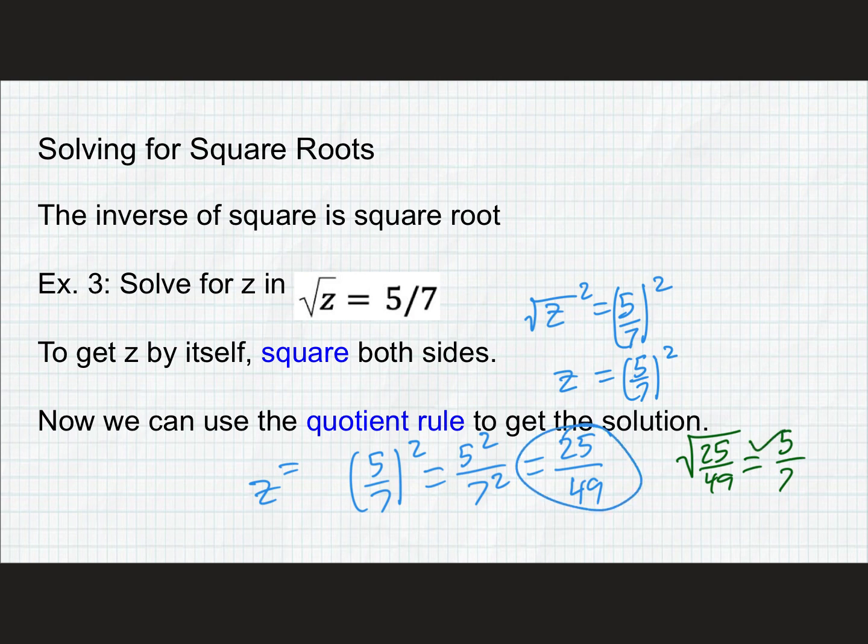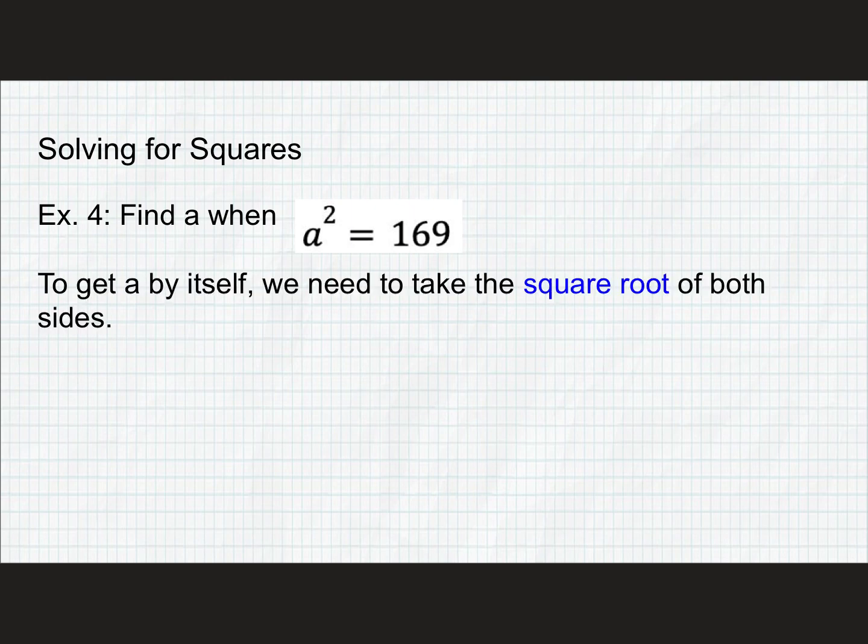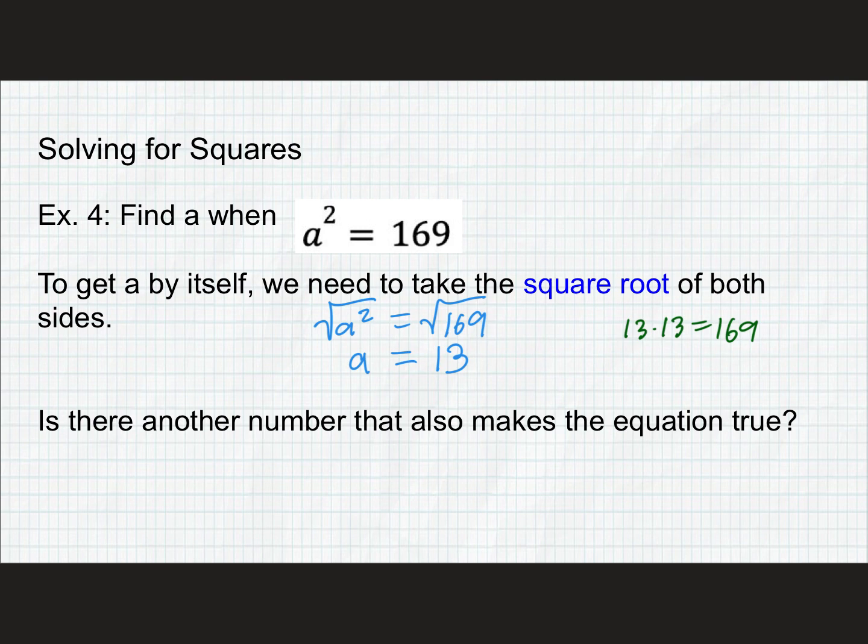Let's keep going. Now for our last example, we're going to try and find a when a squared equals 169. First of all, just like we've been doing, we need to get the variable a by itself. Since that pesky square is in the way, we are going to take the square root of both sides. The square root of a squared is just a, and the square root of 169 is 13, because 13 times 13 is 169. But hold up, is that the only answer you could have?